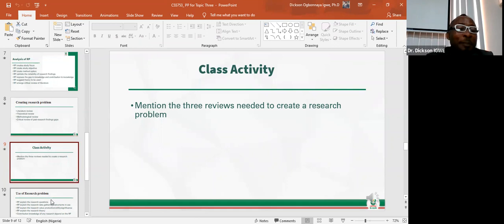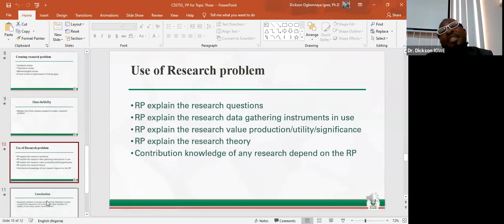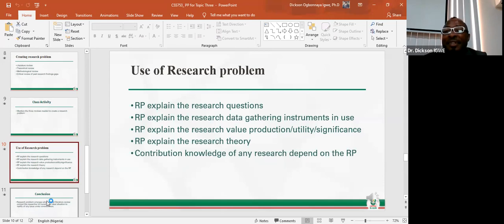So we go to the next aspect of the class, that is the usefulness of research problem. How useful is the research problem? Now, research problem, like you know, is one that explains the research question. Once the research problem is created, naturally, the research questions begin to emerge, because you can't create a problem that is about rape and be raising questions about divorce. You know, that is not possible.